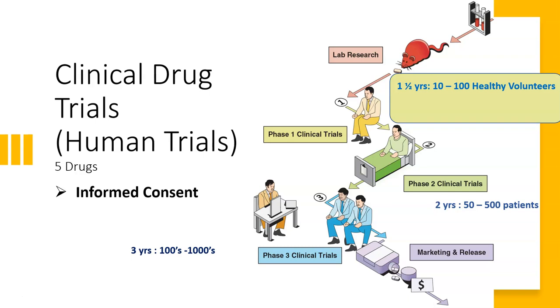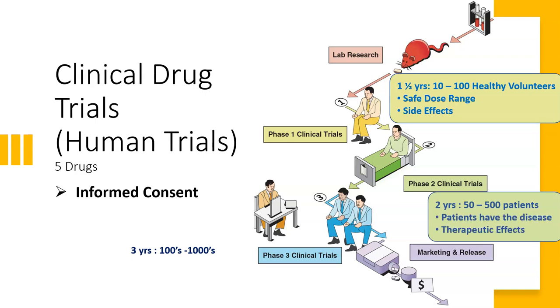Now, in the phase 2, that's going to last 2 years approximately, and they're going to use patients who actually have a disease or disorder, and it's going to be about 50 to 500 patients. And what we're going to do there is we're going to determine the therapeutic effect. So these people already have a condition or disease, and we're going to see how this drug is going to help with that. We need to determine that it's actually going to be more beneficial than anything that's currently available.